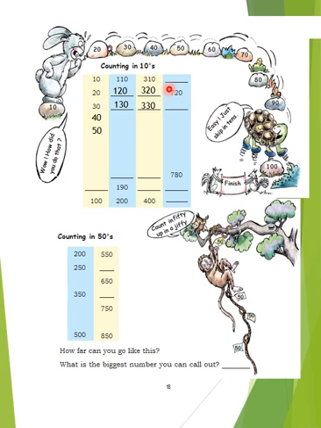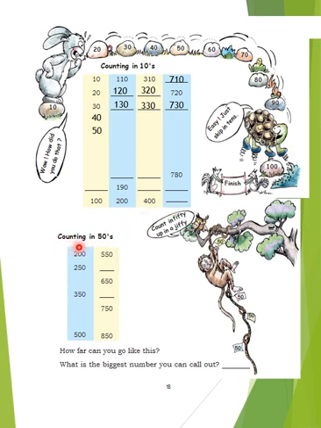Children, look at the last column. The first number is skipped and the second number is 720. And as we are counting in tens, the first number becomes 710. If we add 10, it becomes 720. And if we add 10 to 720, it becomes 730. If we add 10 to 730, it becomes 740. Like this, you have to fill this column up to 800.